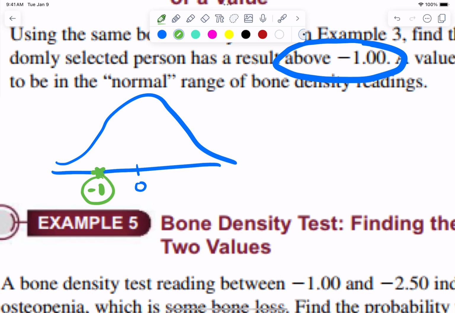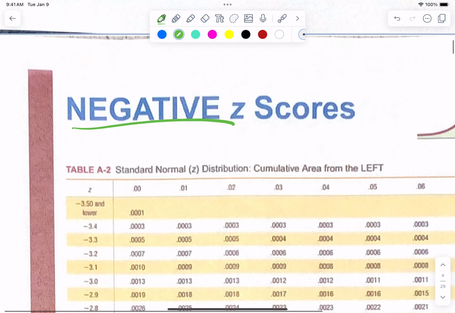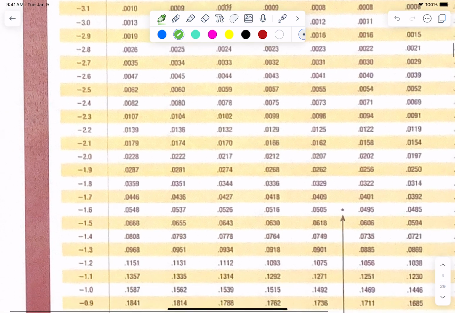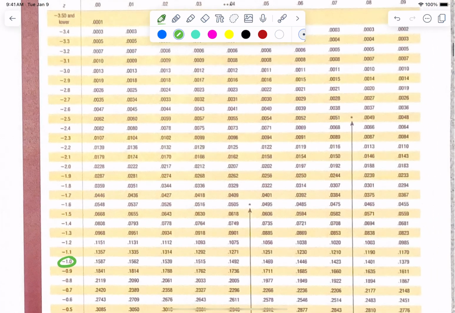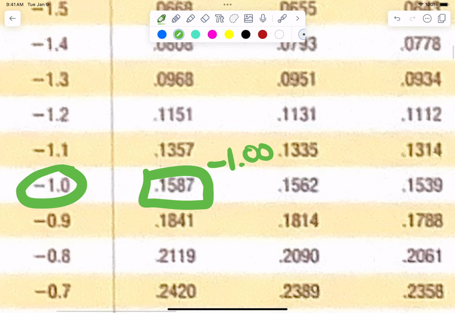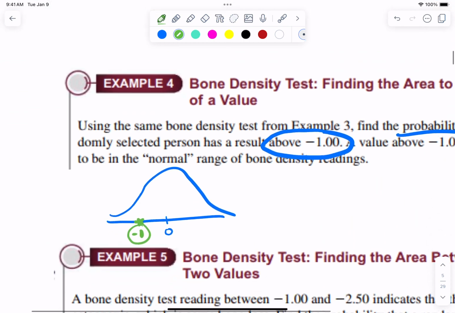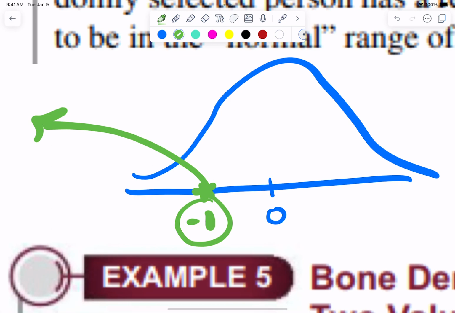But if I look -1 up on the chart, which I'm going to do, I have to be on the negative side, okay? And -1.0, I'm going to go to the first column, which is also 0.0. So this number tells me -1.00. You see how that works? The first column is 0.00. 0.1587, okay? But 0.1587 is going to tell me what? To the left of me, 0.1587. Like 15, almost 16% of people are lower than a -1.